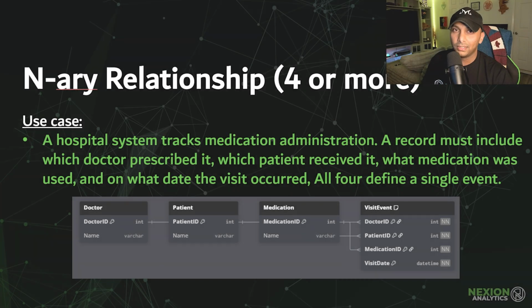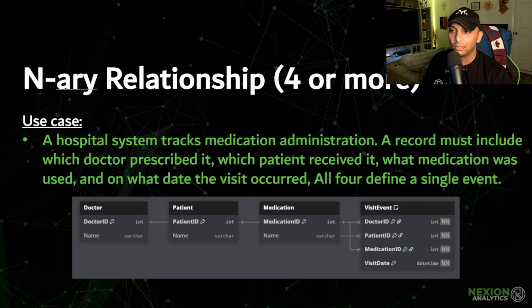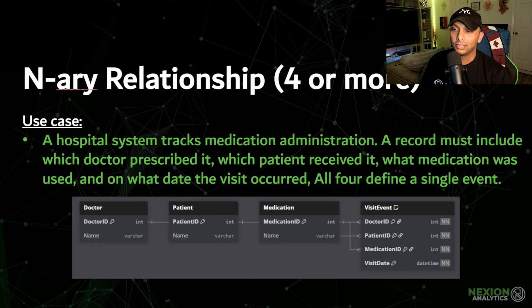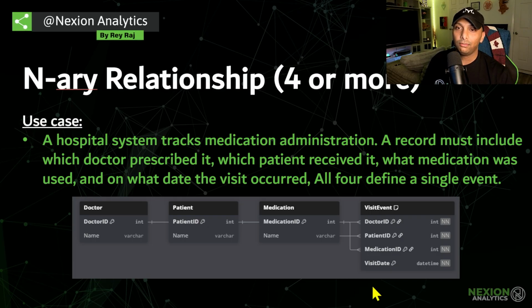All right, so the next one we have is N-ary. So it's a relationship similar to Ternary, but it involves 4 or more entities participating in a single combined rule. So it supports complex multi-dimensional events that require more than 3 entities, and this prevents incomplete or incorrect modeling of real-world processes. So here we have doctor, we have patient, we have medication, and then we have the visit event.